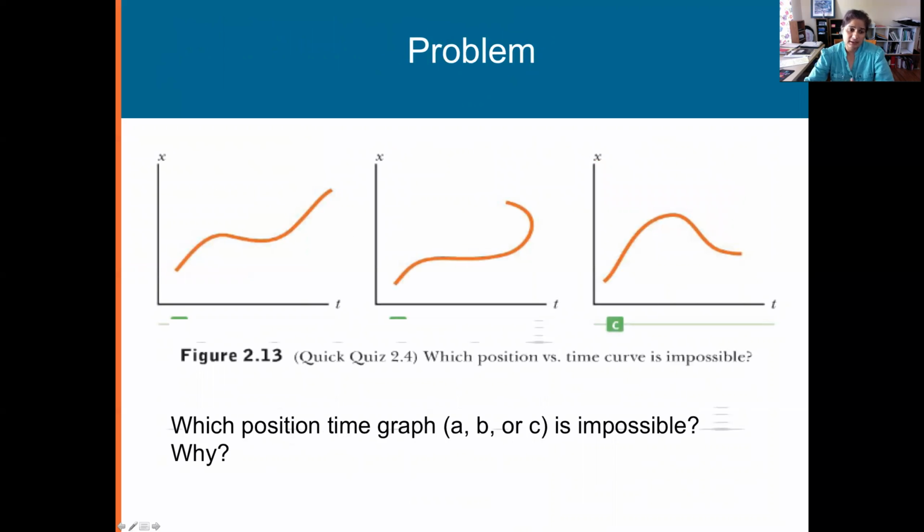Here's a problem I'm going to leave you with. You want to think about which position time graph, A, B, or C, is impossible and why. Here we have 3 position time graphs. Let's call the first one A. This is B, that's erased, unfortunately. And this is C. You need to work out which one is not possible. You're going to write about this in the discussion board. So I want you to throw up your ideas with your reasoning. Don't just write A or B or C. You need to give us your reasoning. And we'll stop here for this section.